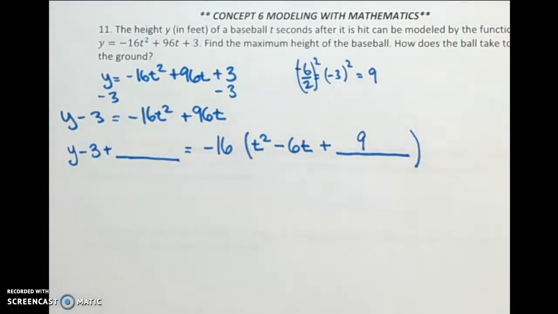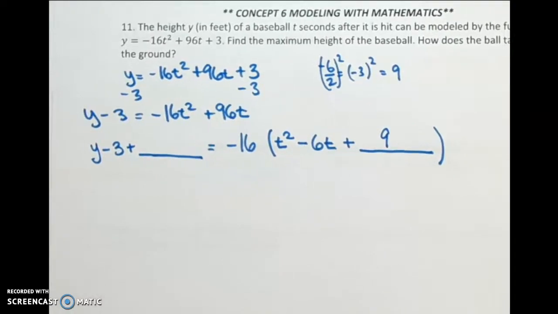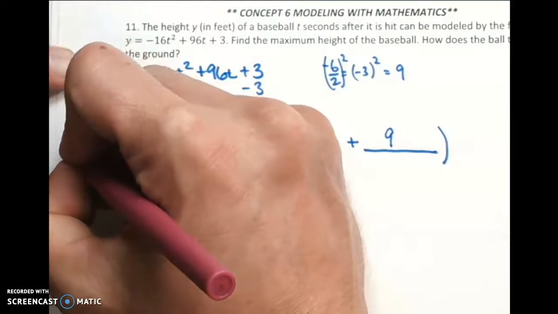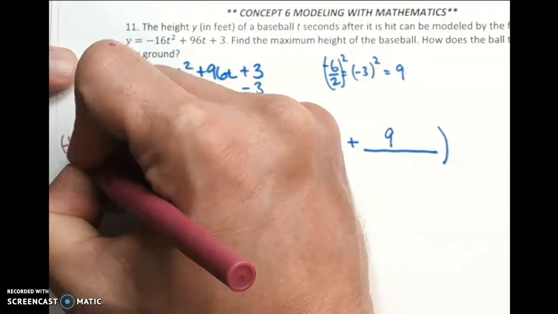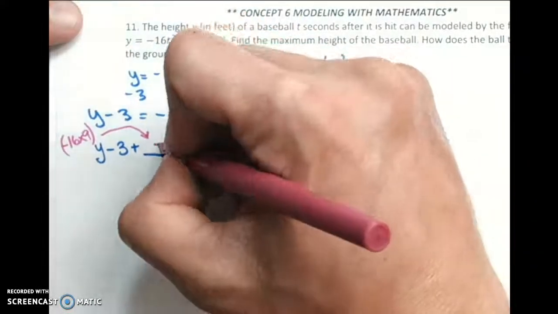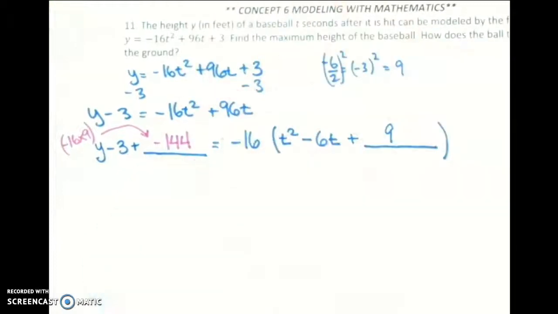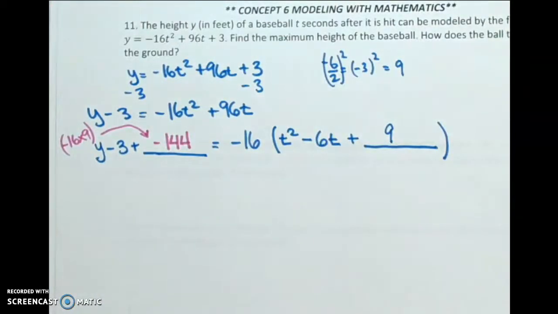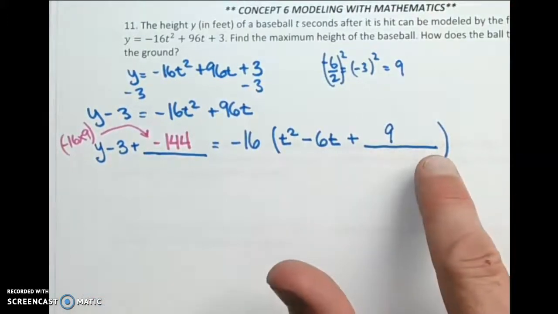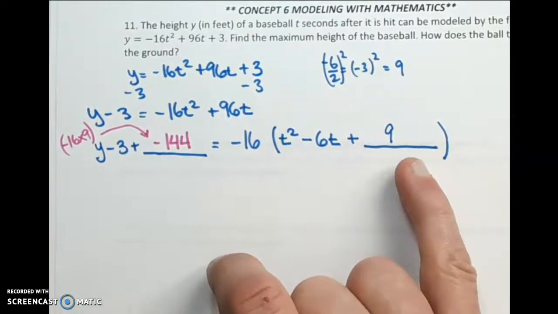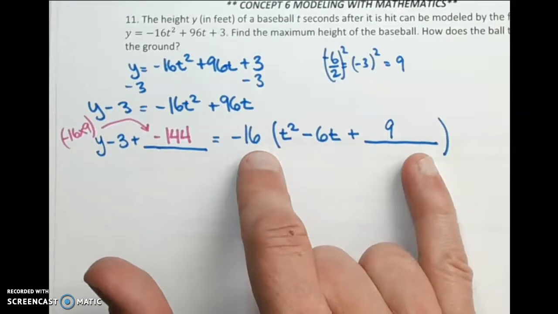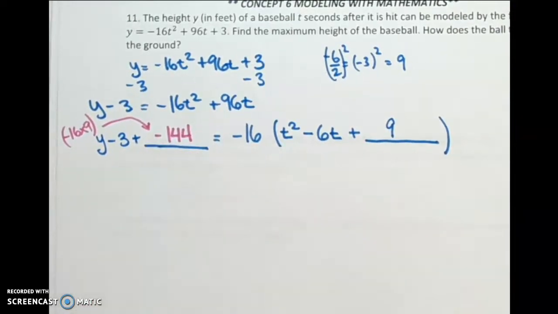But real quick, before I go to the other side, I'm actually not going to add 9. I'm going to add 9 times negative 16. And that's what I'm going to put in there. 9 times negative 16 is negative 144. And that is probably the biggest mistake people make. They just add 9 over there. But on the right-hand side, this is a whole term, and therefore 9 is not equivalent on this side. It's actually 9 times negative 16 to give me what's equivalent on this side.